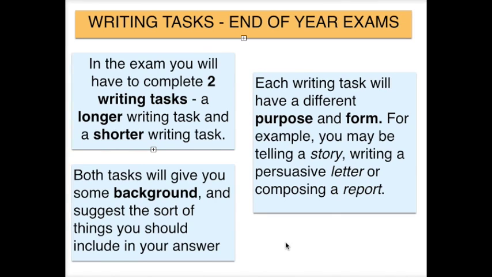We're going to be looking at the end of year writing tasks for year 7 to 9. In the writing task, you will need to complete 2 writing tasks. One is a longer writing task, the other is a shorter writing task. The longer writing task is approximately 40 to 45 minutes, and the shorter writing task is approximately 20 to 25 minutes.